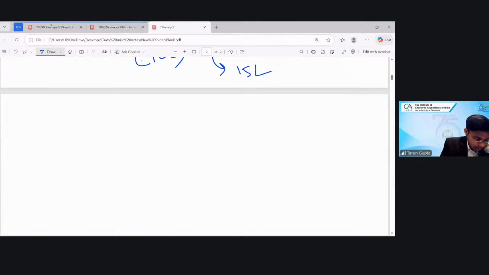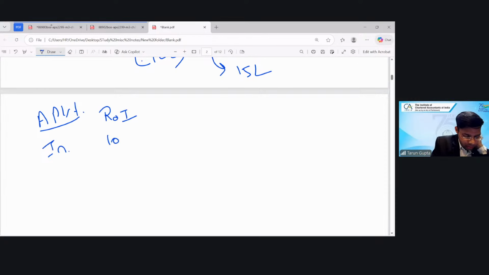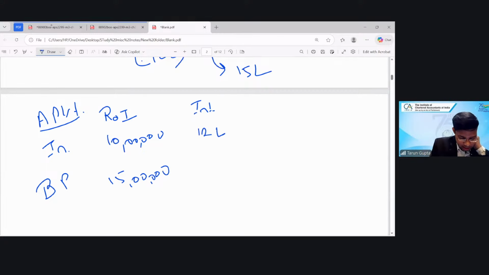I'll explain it to you with an example. Assume there's a private limited company. It furnished a return of income and offered income of rupees 10 lakh and book profit of, say, rupees 15 lakh. In the intimation, this 10 lakh becomes 12 lakh and this 15 lakh becomes 20 lakh.